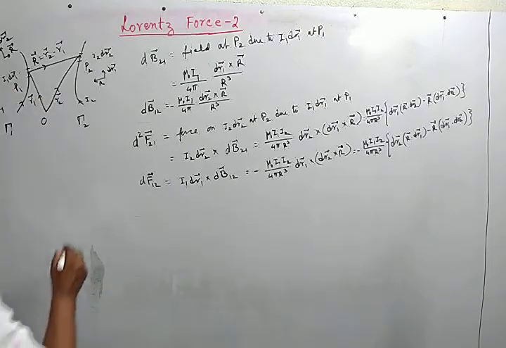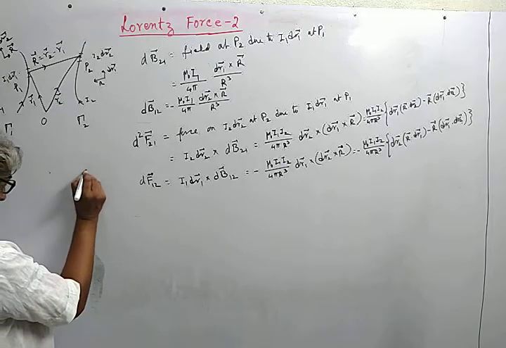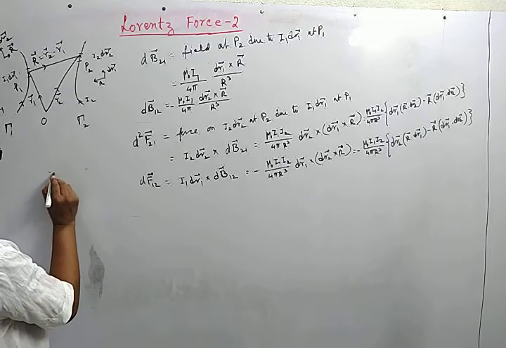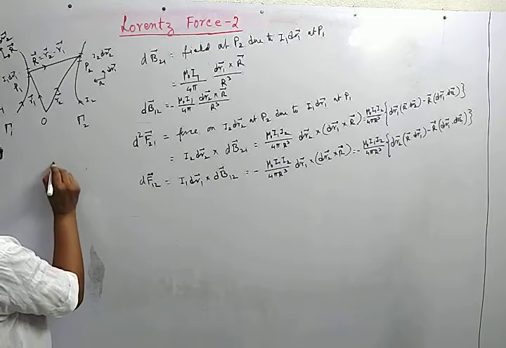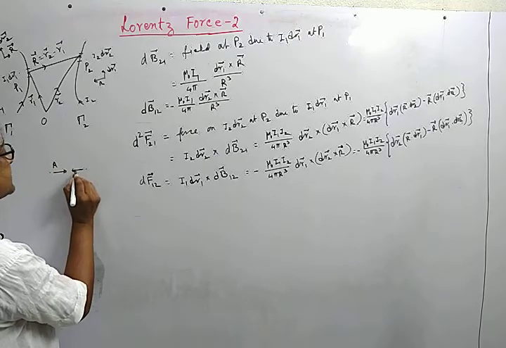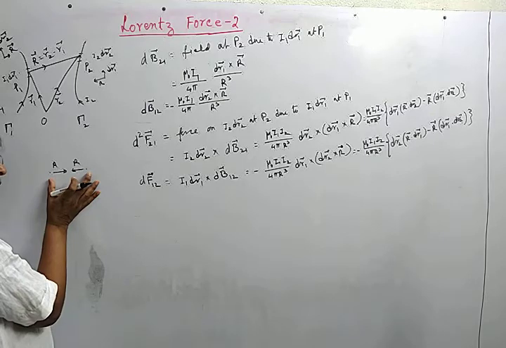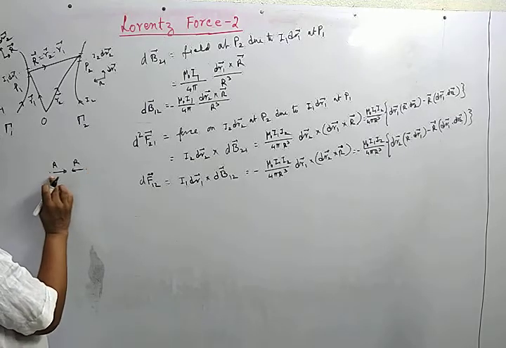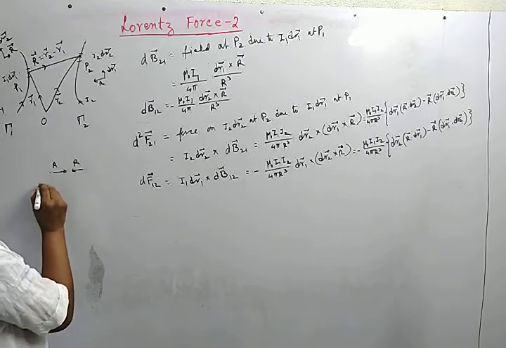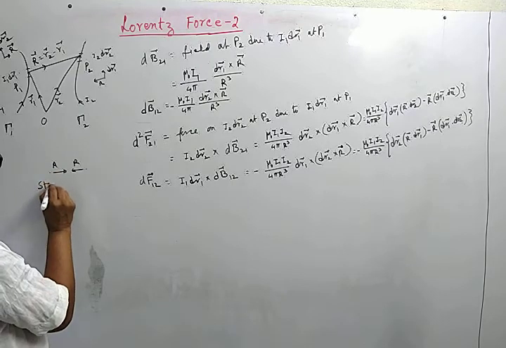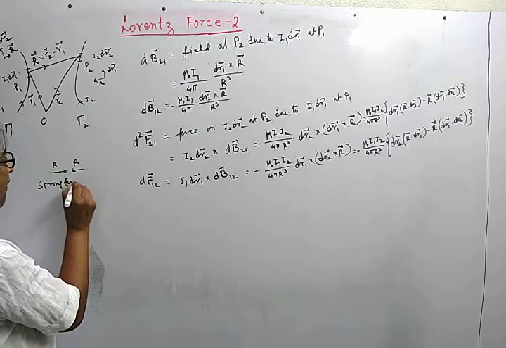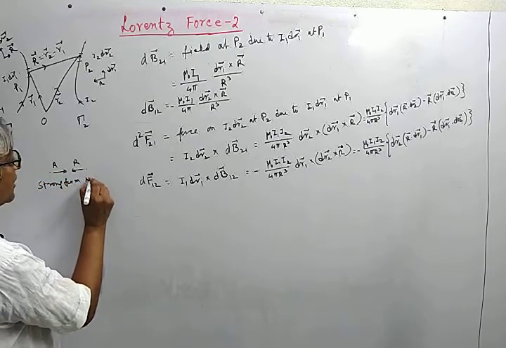When two bodies interact with each other, if we call this action and this reaction, and the action and reaction are equal and opposite and act along the line joining them, it is called the strong form of Newton's third law.